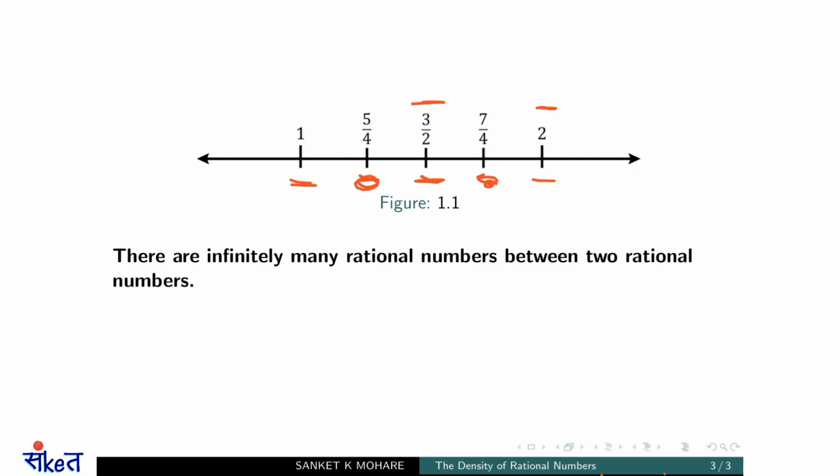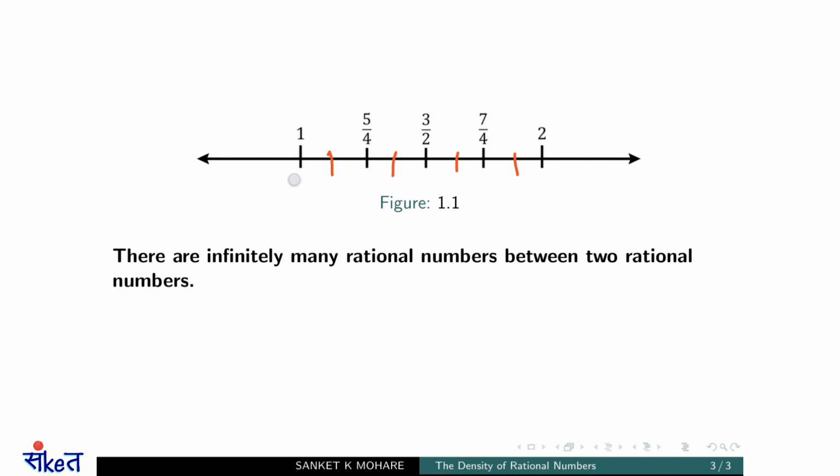After finding a rational number between 1 and 3 by 2, again we get two intervals: 1 and 5 by 4, 5 by 4 and 3 by 2. And between the interval 3 by 2 and 2, we got a rational number 7 by 4. Again, we got two intervals: 3 by 2 and 7 by 4, 7 by 4 and 2. So, how many intervals do we have now? 1, 2, 3, 4. Again, between this interval, we find another number. In between this interval, another number. In between this interval, another number. In between this interval, another number.